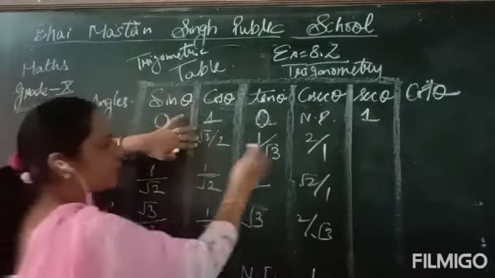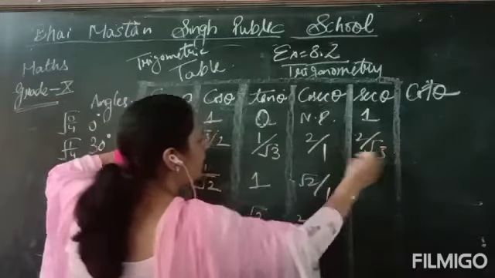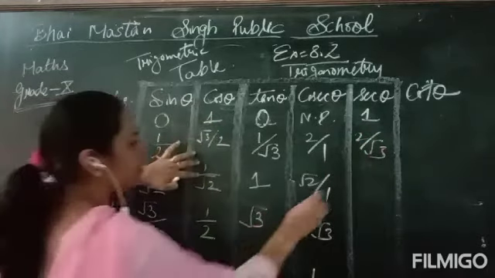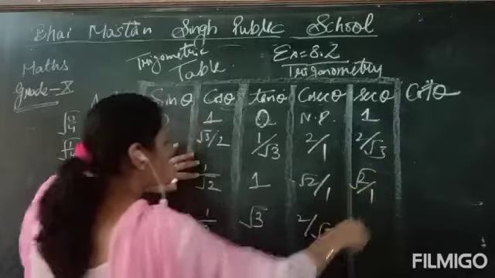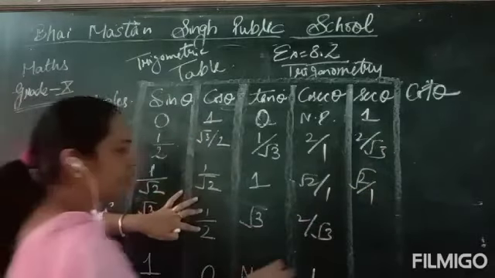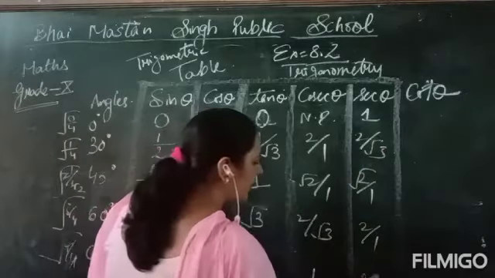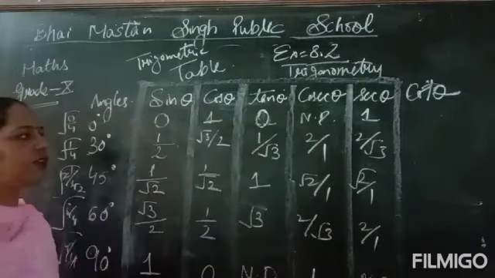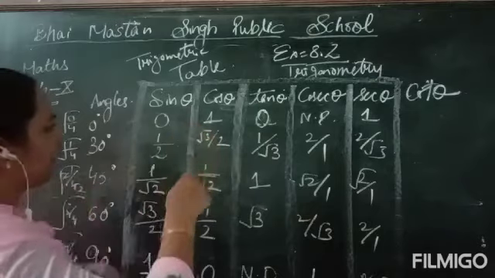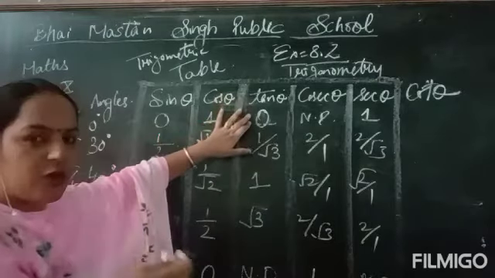Reciprocal of root 3 by 2 is 2 by root 3. Reciprocal of 1 by root 2 is root 2 by 1. Reciprocal of 1 by 2 is 2 by 1. Reciprocal of 0 is not defined. Okay, in this way we can find out the values of cot theta also. Cot theta is the reciprocal of tan theta.